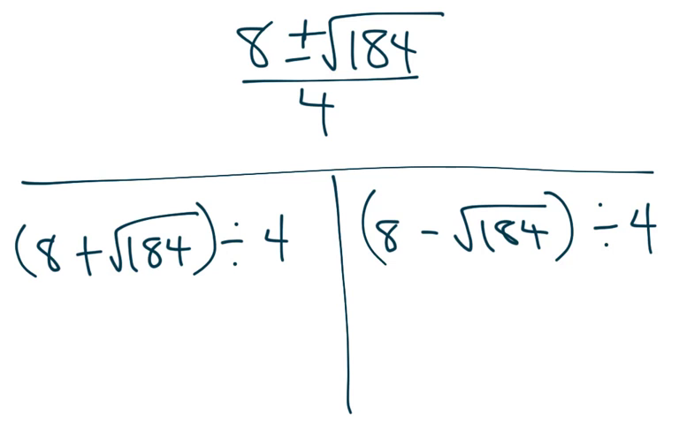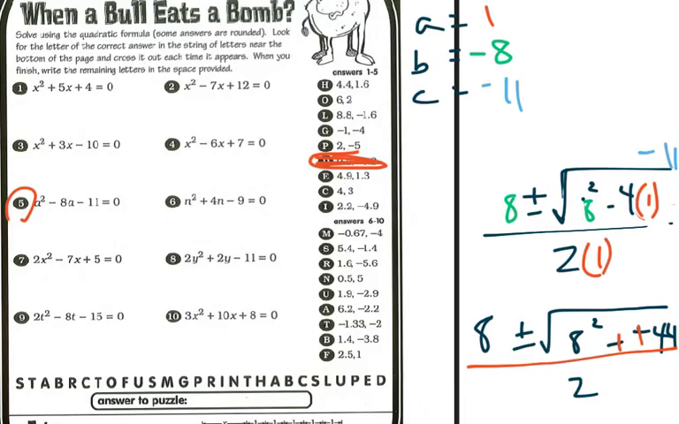Okay, so we're going to have two solutions, as always. And don't forget your parentheses. Always start with your parentheses. 8 plus the square root of 184 divided by 4. So the first one is 5.4. And the second one is negative 1.4. So let's go back and check and see if we can find our answers. And sure enough, 5.4 and negative 1.4 is right here.